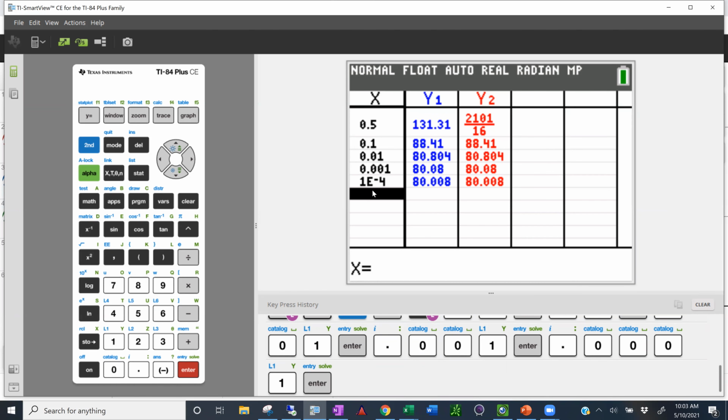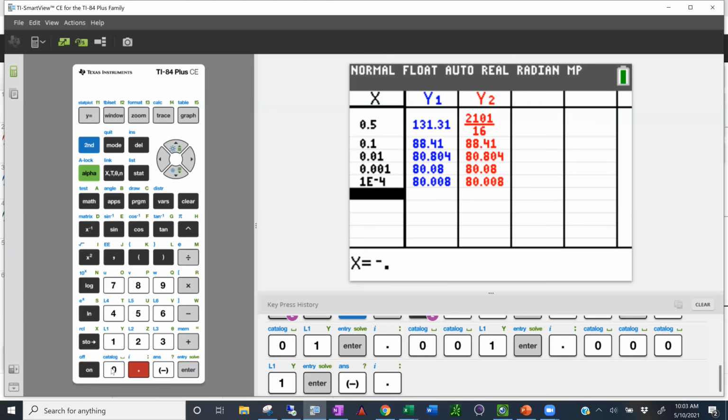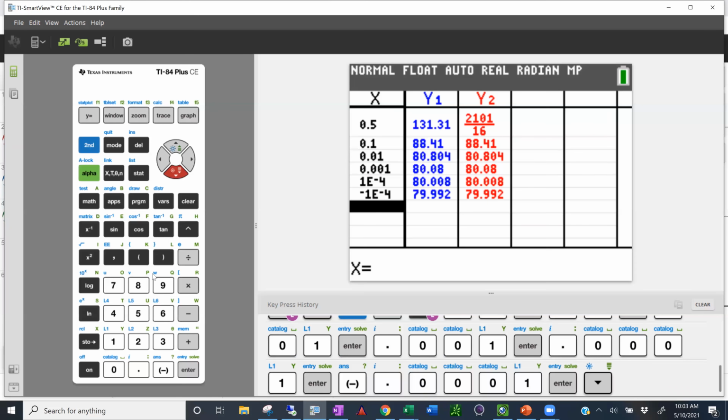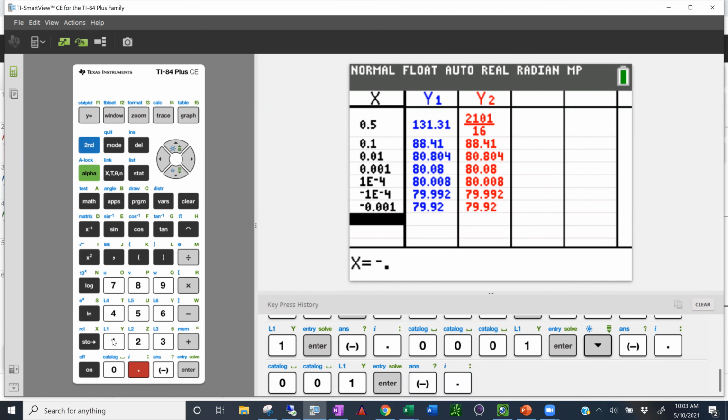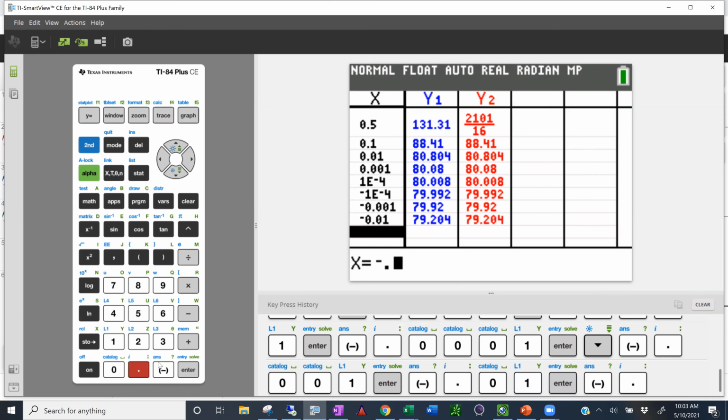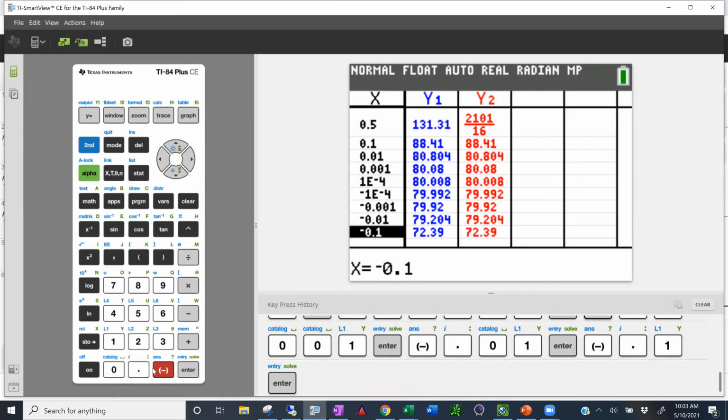How about from the left? From the left, we're just going to use these same values except negative. So negative 0.0001 and negative 0.001 and so on. Negative 0.1, oops, I didn't hit the enter key on that one, so let me type that in again. 0.01, negative 0.1, and negative 0.5.